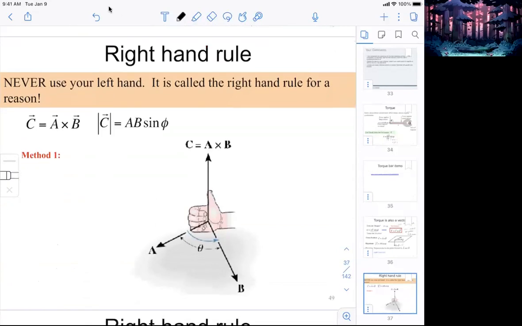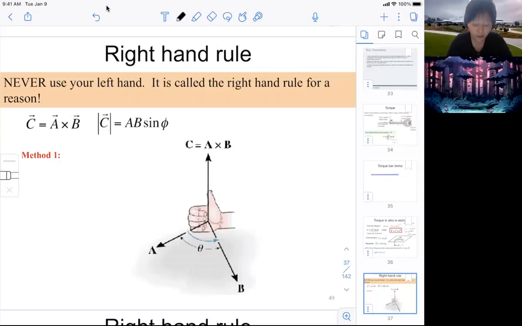Right-hand rule means that we never use our left hand, so make sure that you don't use the wrong hand. There are two different ways to do the right-hand rule. I'm going to show you the first way. First way is you take out the fingers of your right hand, and let your fingers point in the direction of the first vector. In this case, I'm using A cross B. The first vector is A. So my fingers are pointing in the direction of A. As I'm looking at my screen, I'm aligning my fingers in the direction of A. And where is B? B in this case is towards you guys, in this direction.